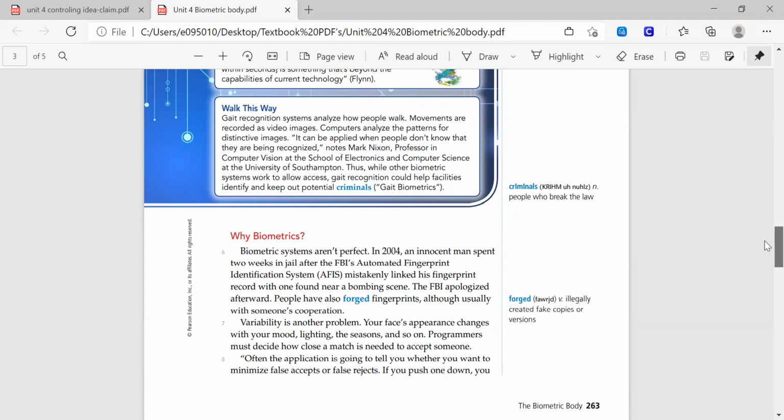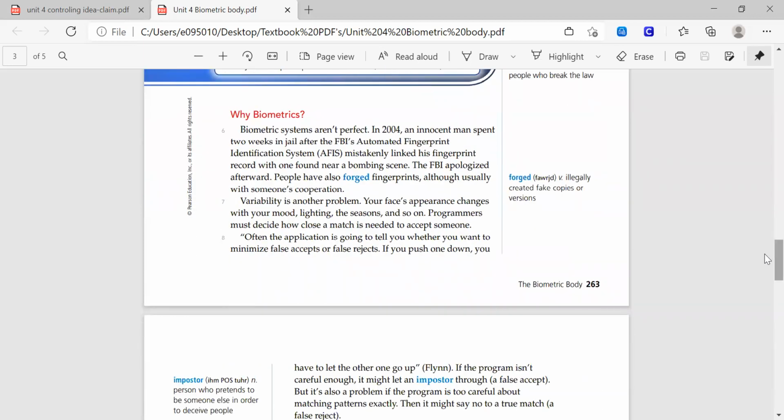So why biometrics? Biometric systems aren't perfect. In 2004, an innocent man spent 2 weeks in jail after the FBI's automated fingerprint identification system, AFIS, mistakenly linked his fingerprint record with one found near a bombing scene. The FBI apologized afterward. People have also forged fingerprints, although usually with someone's cooperation.